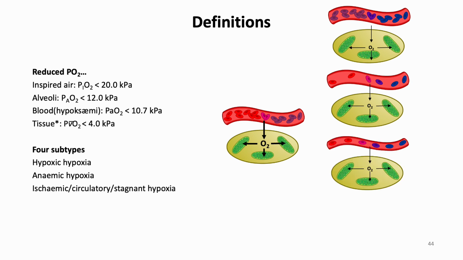Another type is a so-called ischemic hypoxia. Sometimes it's also called circulatory or stagnant hypoxia. And in this case, there's also tissue hypoxia even if the oxygen tension is normalized. In this case, it's not because there's a reduced oxygen content in the blood, but there's a reduced oxygen delivery to the tissue. And that's because the delivery of oxygen to a tissue depends both on the content of oxygen in the blood and the perfusion of the tissue. And if there's hypoperfusion, that may result in tissue hypoxia.